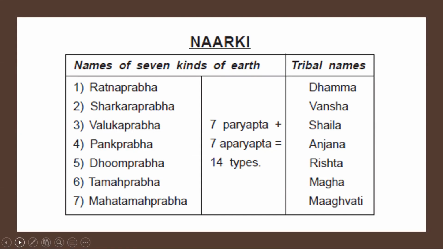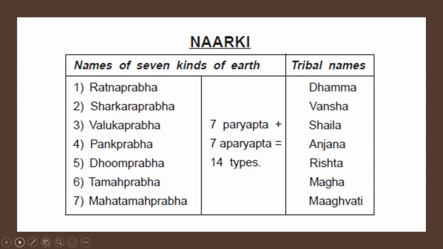And the thing to remember about the seven Narkavas is that the pains, the ayushyas, the height, and everything goes on increasing as you go down. That means the seventh Narkavas, that is Mahatama Prabha Bhumi, has the maximum pains and maximum ayushya. Now the jeevs that are living in the seven Narkavas have got some names.